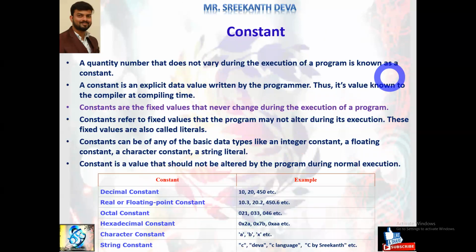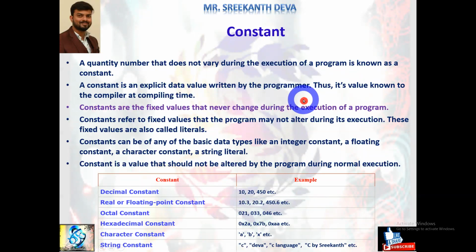What is a constant? A constant is a quantity or number that does not vary during the execution of a program. A constant is an explicit data value written by the programmer. Thus, its value is known to the compiler at compile time. Constants are the fixed values that never change during the execution of a program.